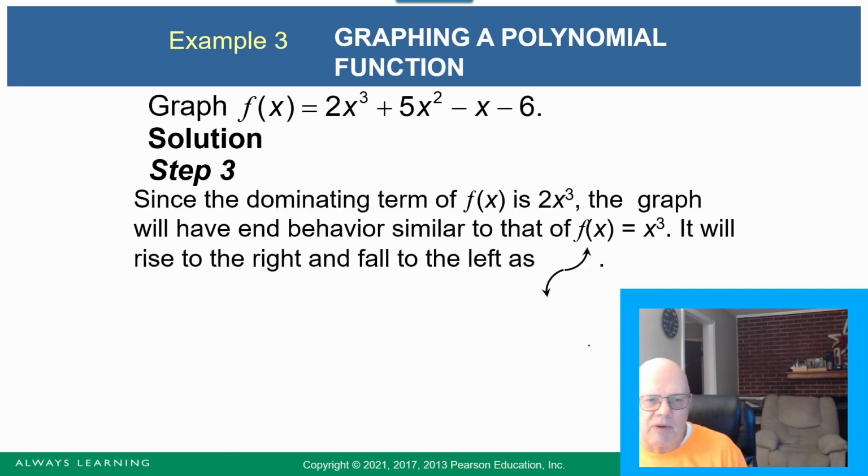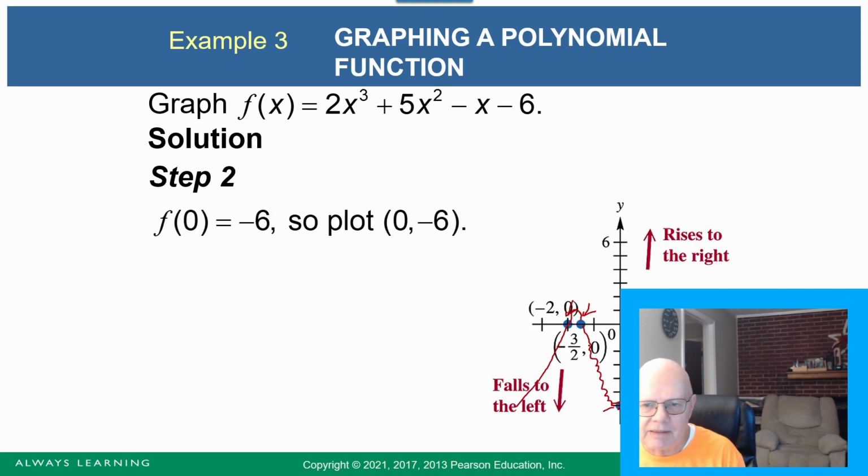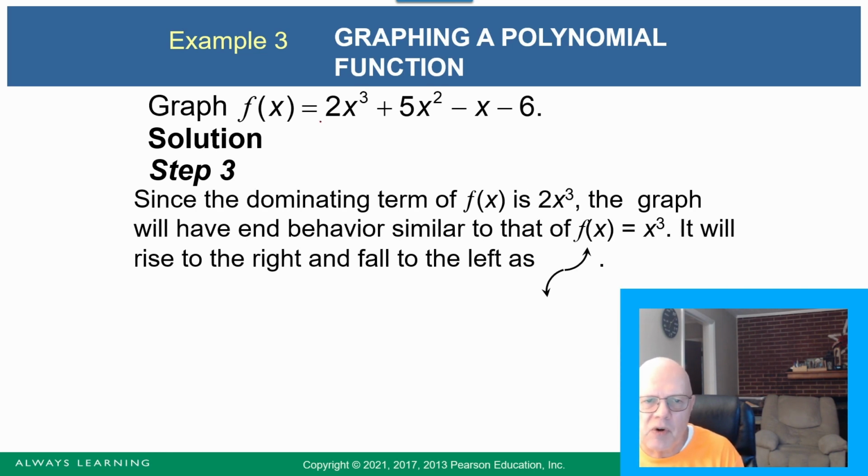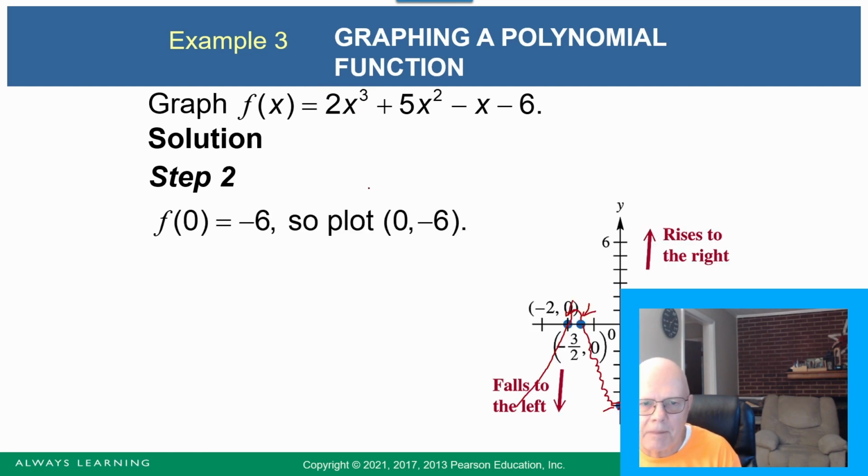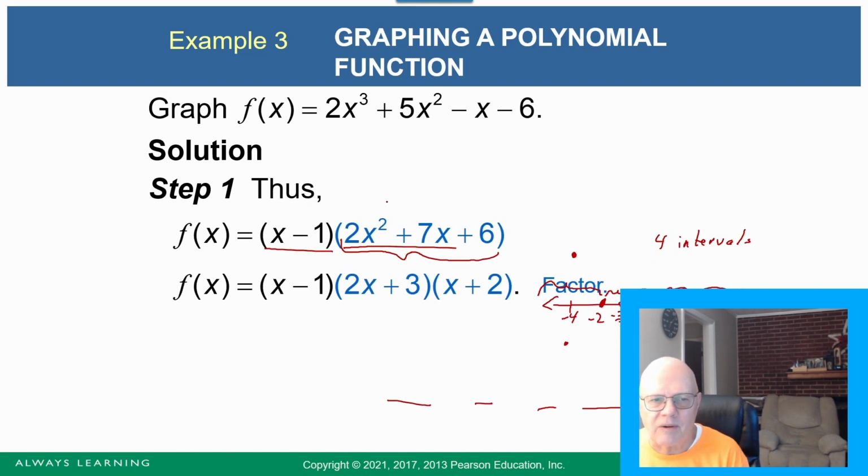Now how about step 3? What's the dominating term? What's happening on both sides? Well, we don't know yet, but if we look at this, the 2x cubed, what does that suggest? Let's slip back here. We have the 2x cubed. The x cubed means we're going to have something like this on the right and something like this on the left. The 2 just means it's going to be stretched out. But this is the end behavior. And we've got some points in the middle. So this helps us put it all together.